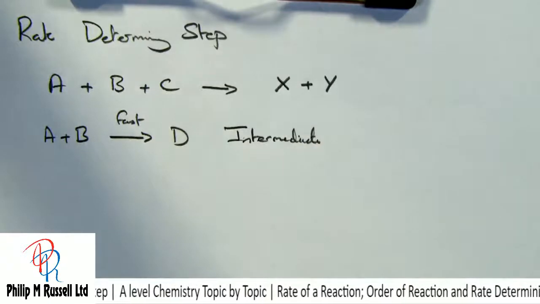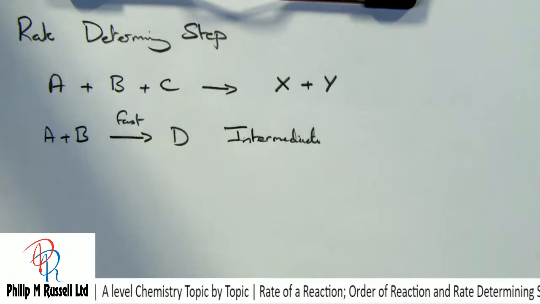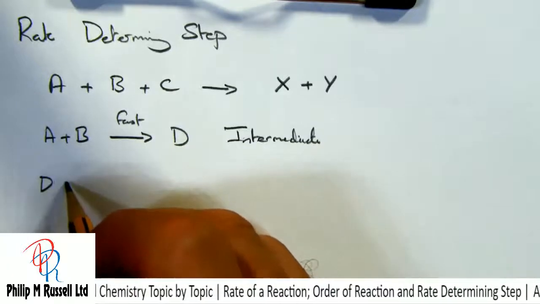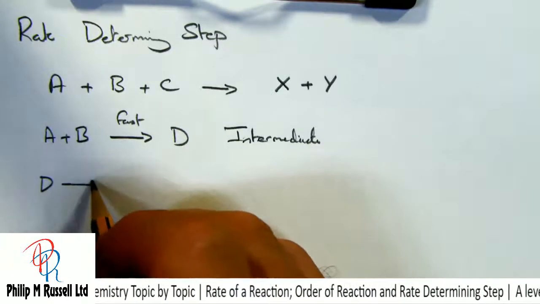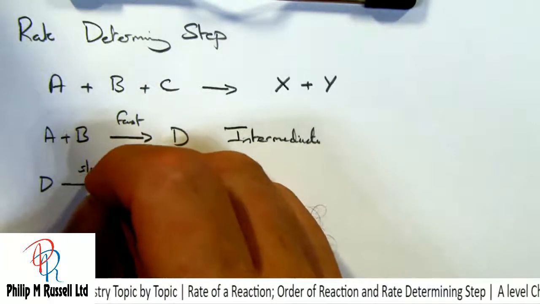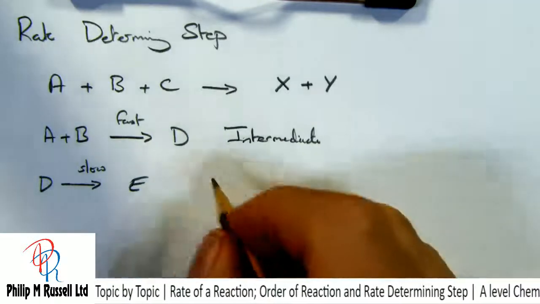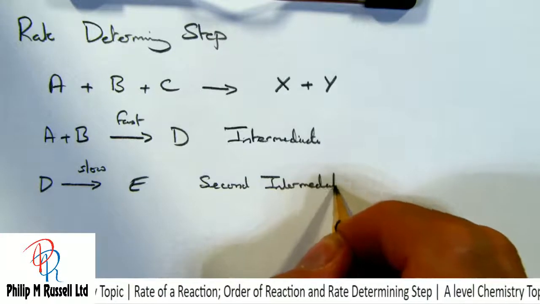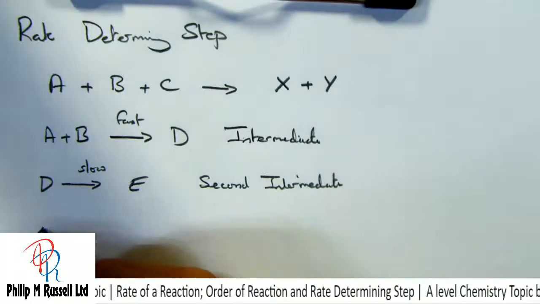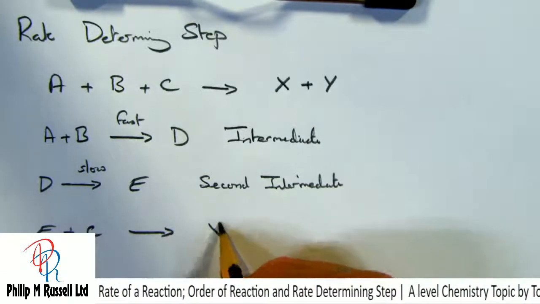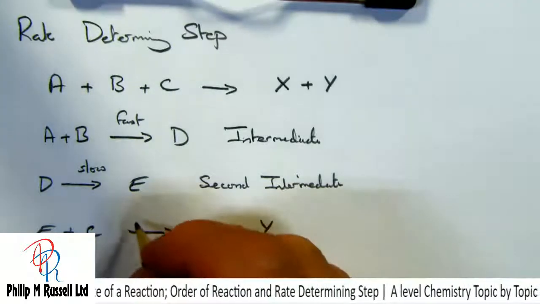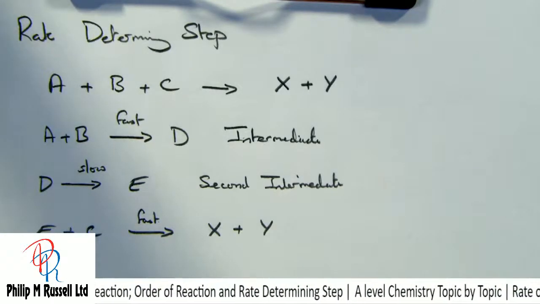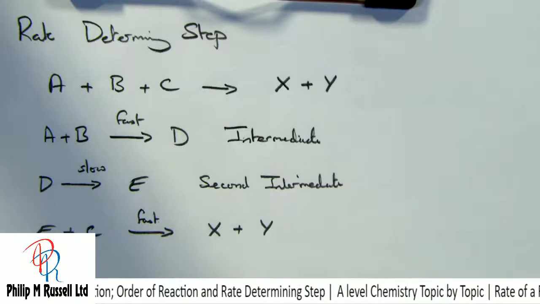And maybe D will then perhaps react with, I don't know, something to give me E. This is a slow reaction, and it's going to give me a second intermediate. And then we discover that E reacts with C to give me X and Y. And this is a fast reaction. So step 2 is the slowest step, and this determines the rate.